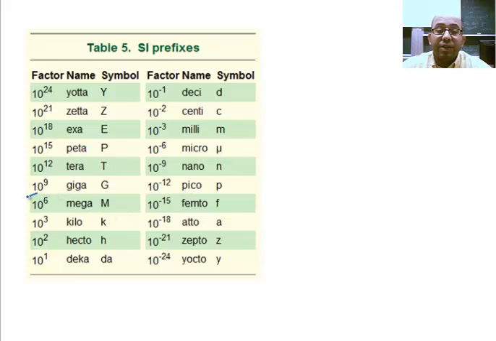But the ones that we're going to be using a lot are mega, all the way down to nano. So all these other ones have interesting names, but they don't show up very often. So from nano to mega is the scale that you will need to know for this class. And again, these prefixes will always be given to you on a quiz or a test.